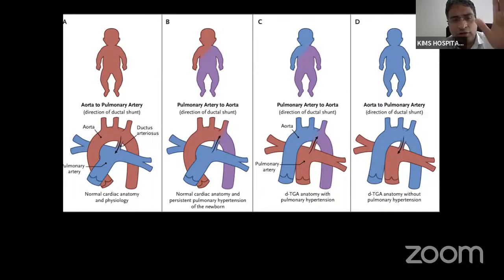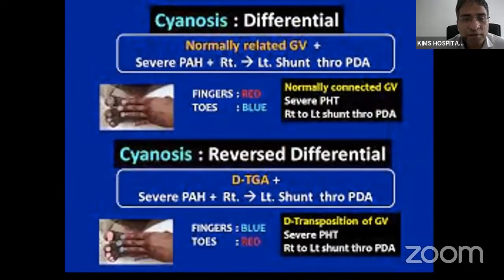Normally the shunt is from left to right, from the aorta. That's why the baby is pink. Second is pulmonary artery to aorta. In normal cardiac examination, it is related to PPHN, but in abnormal cardiac connection, it may be related to any other thing which is causing severe PH like PPHN. And pulmonary artery to aorta flow is there, but it's a reverse differential cyanosis because upper is more cyanosed than lower, that is the TGA. And when there is a TGA without pulmonary hypertension, you will still get left to right shunt, but the overall cyanosis will be there in the TGA. So these are the four conditions where the differential cyanosis will be there.